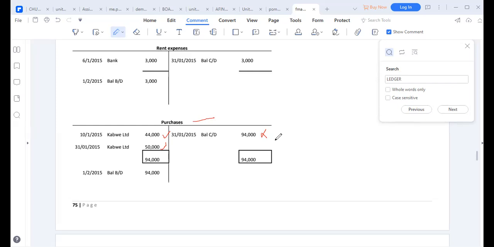Okay? Any challenge on the purchases? Any question on how to enter the purchase account? Any challenges? What are we learning here? We are learning how to balance off a ledger account, how to put an amount in the total column and how to bring it over to the other side. Question? There's no question?